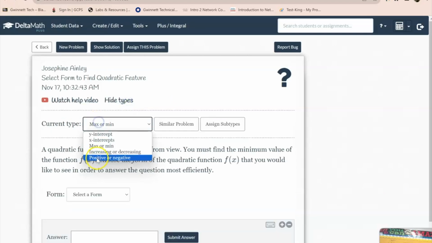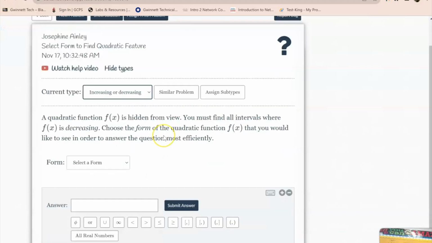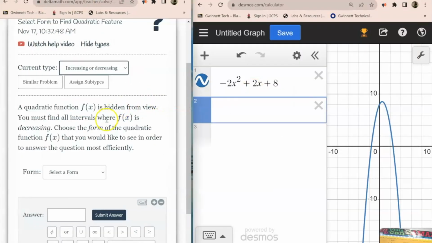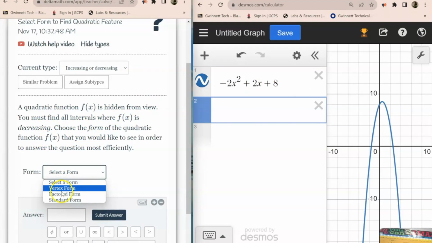I'm going to specifically look at just increasing and decreasing. Okay, so the first thing you have to do is decide what form you need it in: vertex, factored, or standard. So think about what it means for something to be decreasing, right?